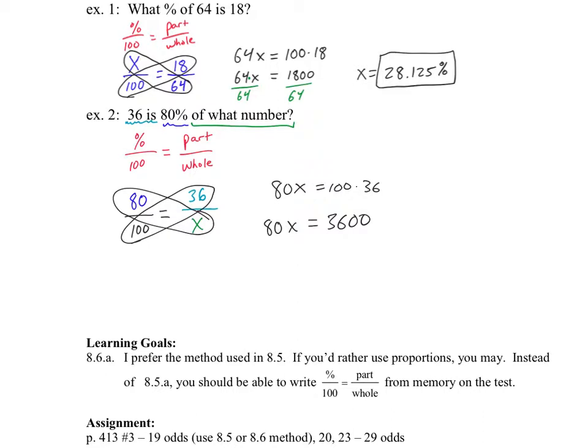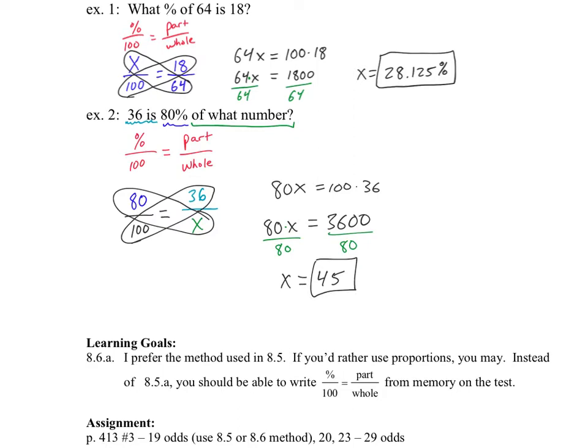Same as the last one, what was done to x? x was multiplied by 80. So we need to divide by 80 to get x by itself. And that gives me x equaling 45. So what is the 45? Well, 45 is that number right there. It's going to be that whole amount. So the whole amount is 45, and 80% of that number would be 36.